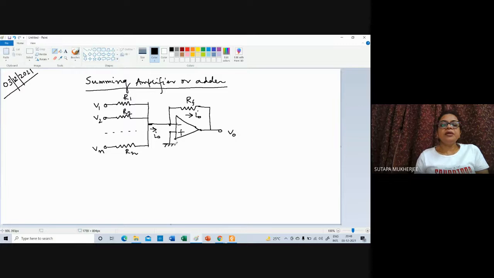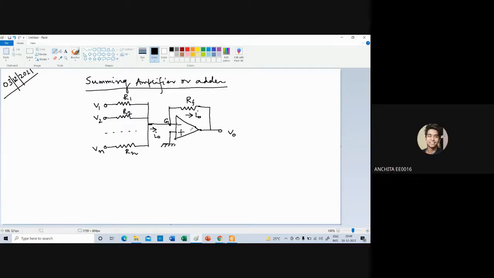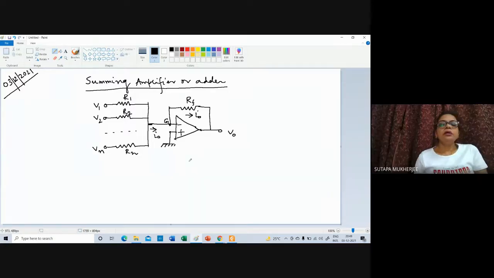I have already explained virtual ground. Because the non-inverting terminal is grounded, the inverting terminal will also be grounded, virtually grounded. Okay, so this is the summing amplifier or adder.